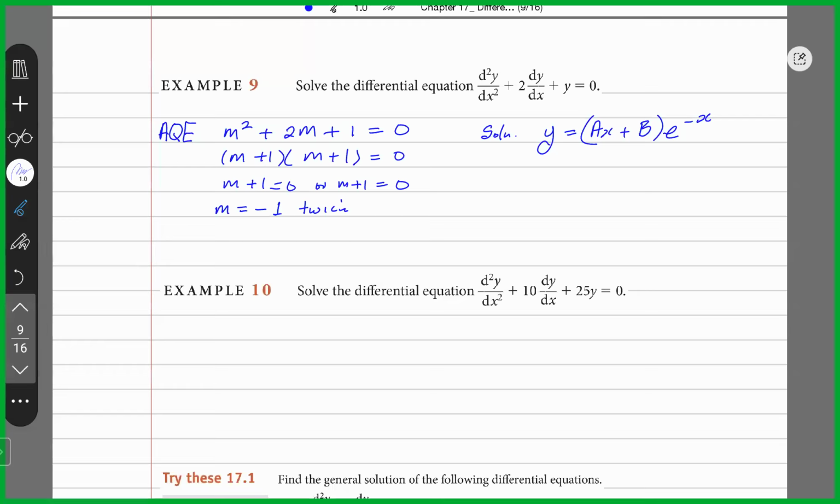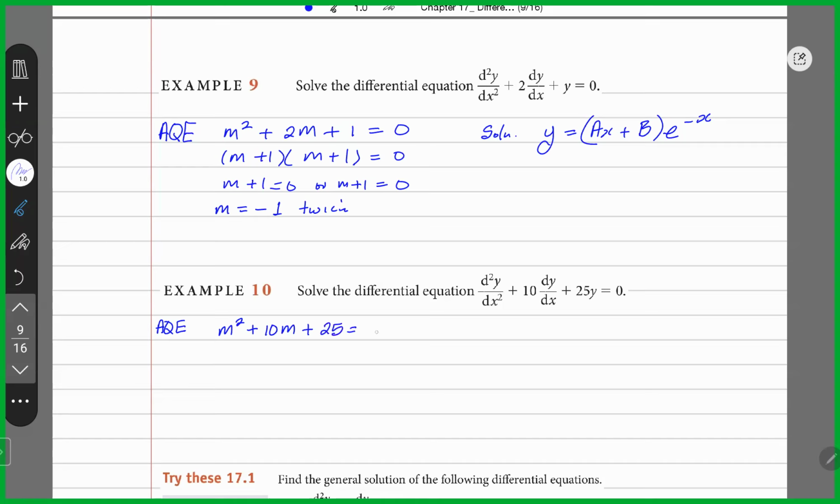All right, example 10. We're asked to solve the differential equation d2y by dx squared plus 10 dy by dx plus 25y is equal to 0. To solve a differential equation of this form, you need the AQE, which is the auxiliary quadratic equation, which is m squared plus 10m plus 25 is equal to 0.